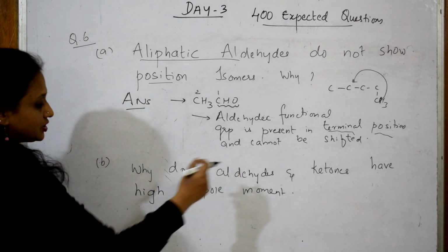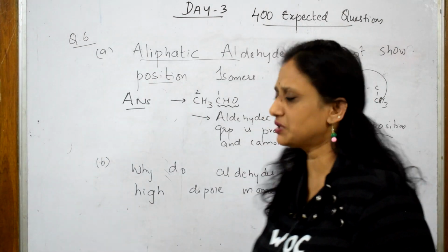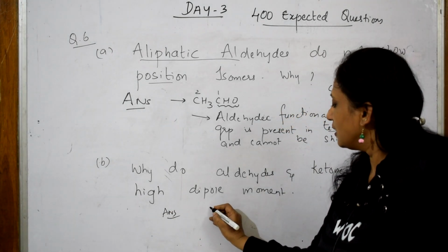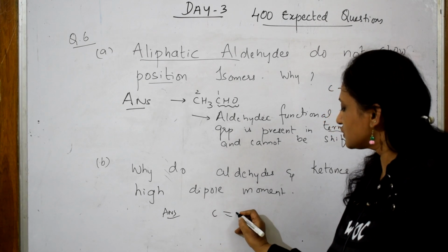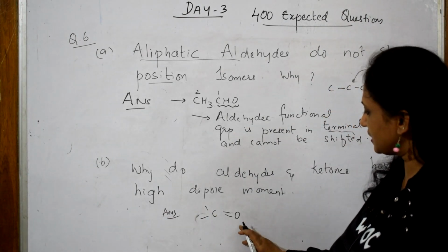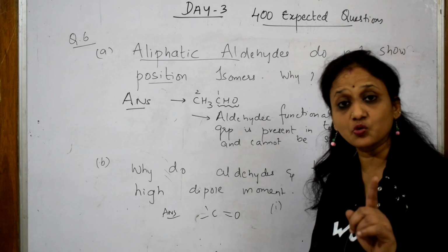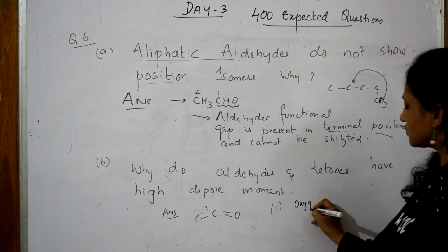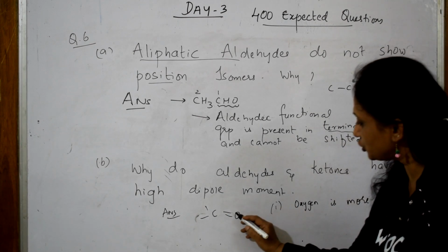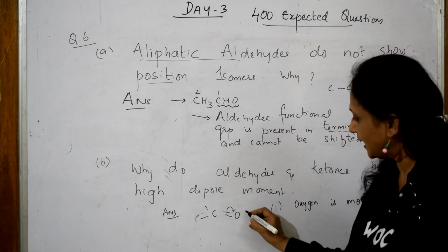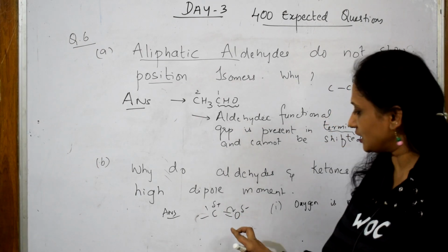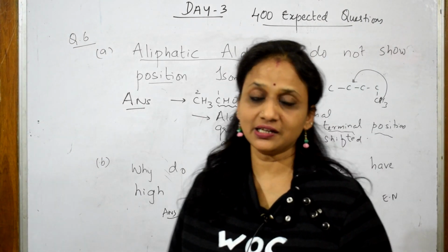Why do aldehydes and ketones have high dipole moment? Simple question, students. See here, aldehydes, when I take, suppose, check this. Carbonyl carbon along with this oxygen. This can be anything, a hydrogen or alkyl group. What is happening here? First point, oxygen is more electronegative. If it is more electronegative, it's going to pull the electron density towards itself, and this will get partial negative charge and this will become partial positive charge. Yes or no? Now you tell me, are two poles not created? Correct.